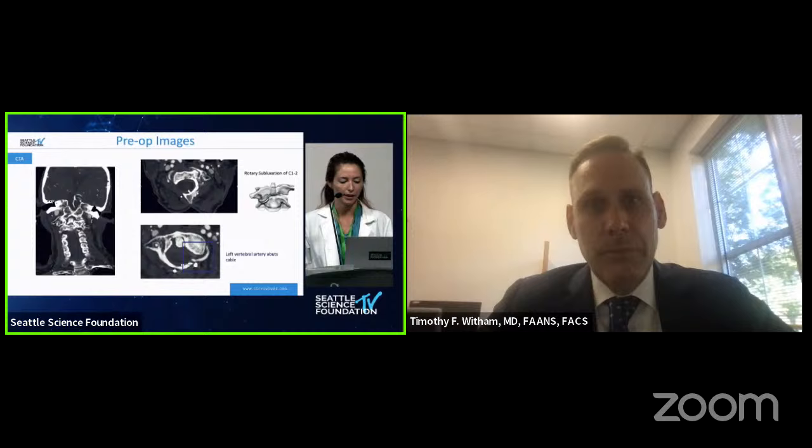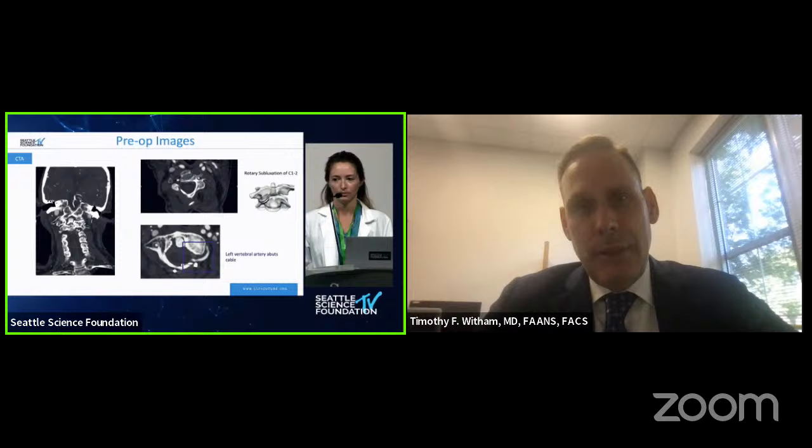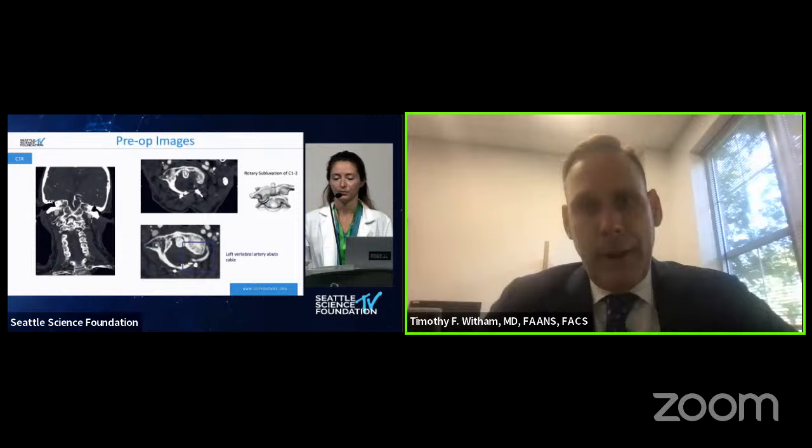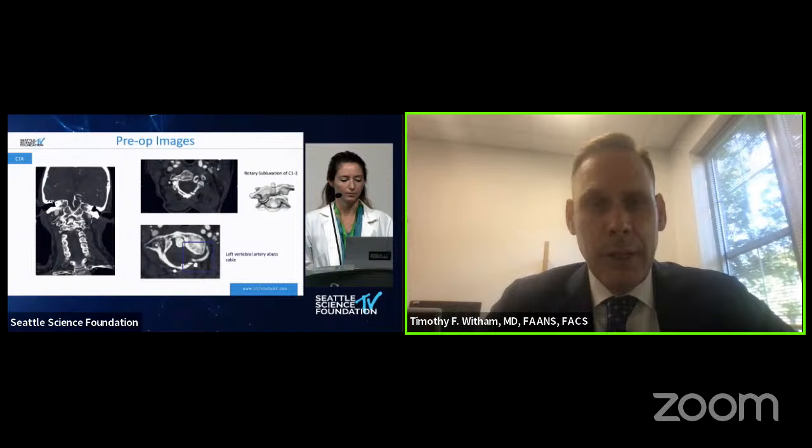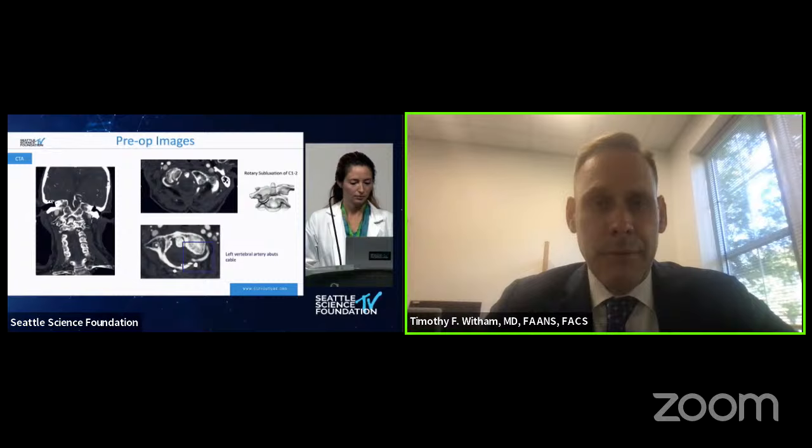What are your thoughts on the salvage option done by a surgical colleague, where our colleague put cables around C1, C2 to try to get a fusion after failed segmental fixation with Goel-Harms screws? Yeah, I think it was probably destined for failure, but that's also easy to say now.